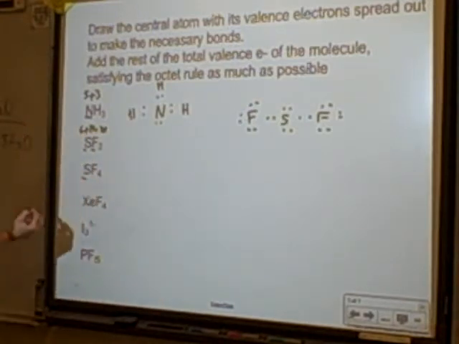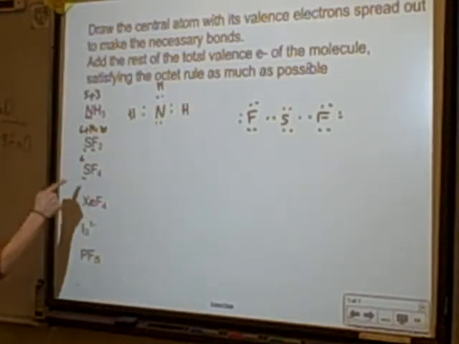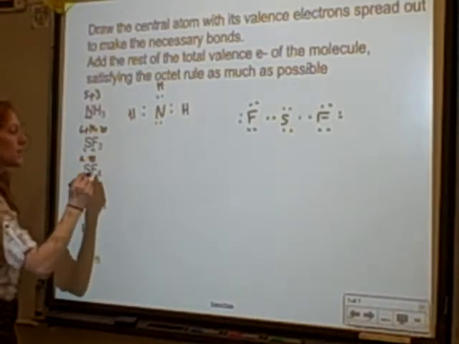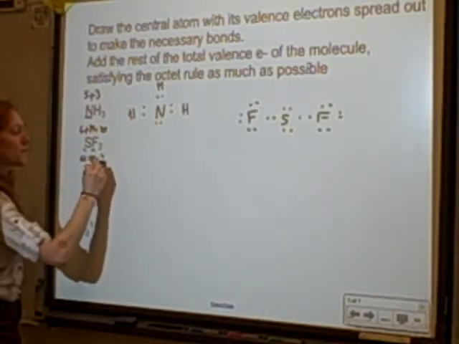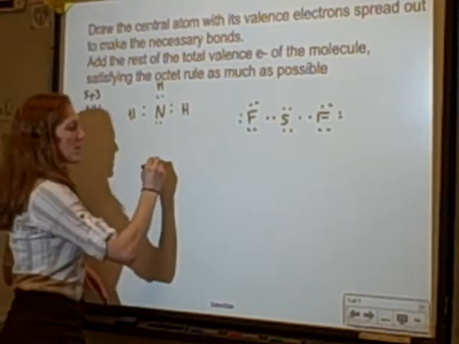That's good. Then I have SF4. If sulfur makes 2 bonds and doesn't break the octet rule, I'm pretty sure this one will break the octet rule. I remember sulfur has 6 electrons. Each of these has 7. So 7 times 4, got 28. Okay, I'm going to have 34 electrons. And I know the sulfur is going to be making 4 bonds. So I'll have my sulfur here.